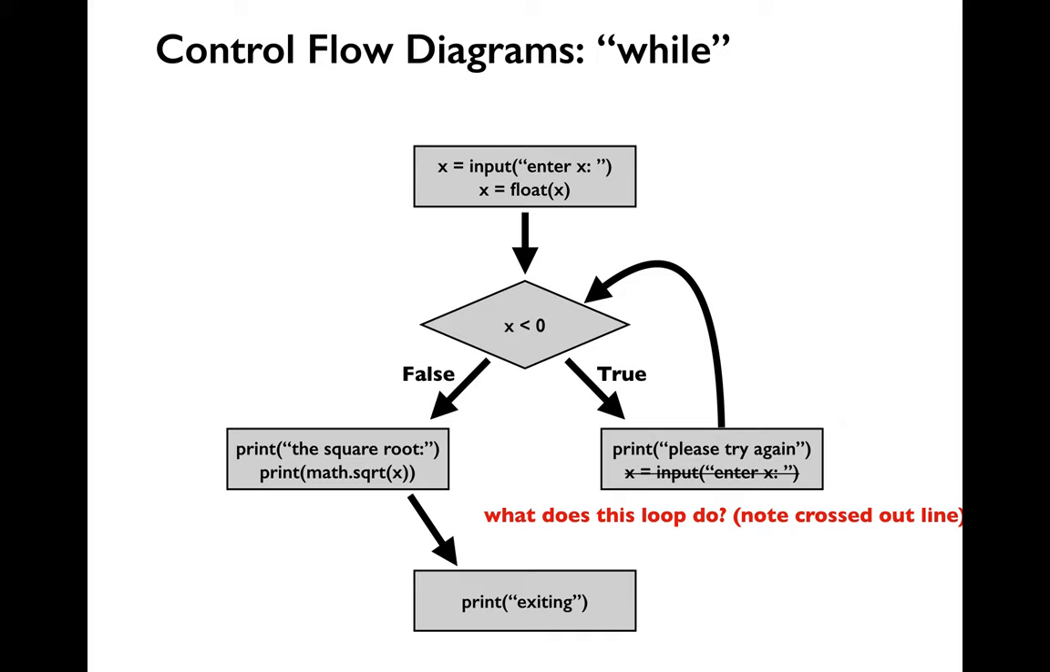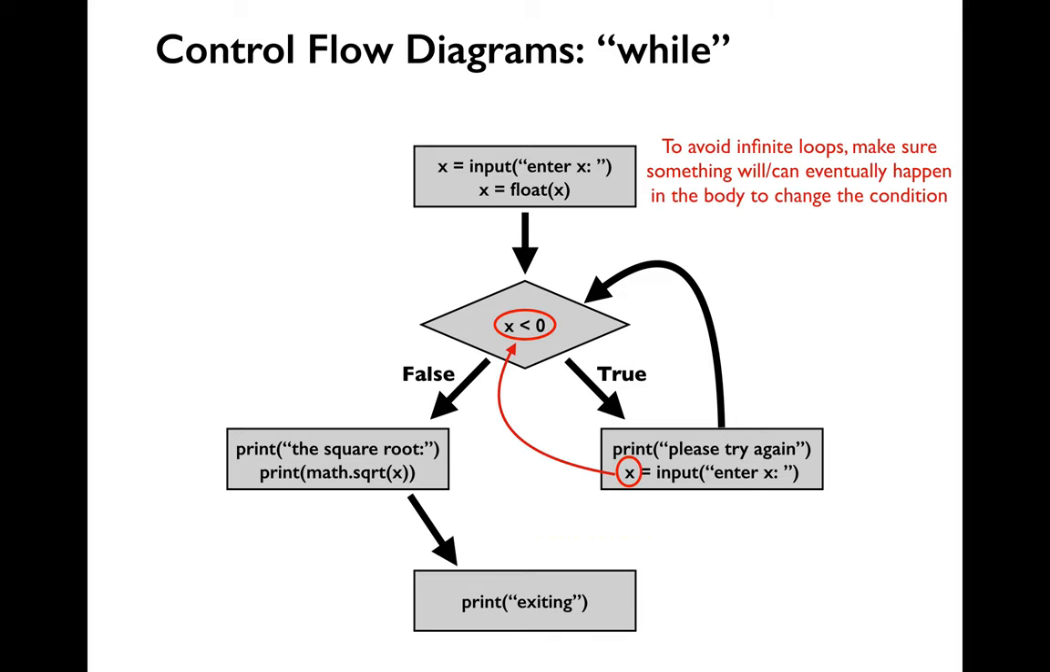Okay, so we take some input from the user. Let's say we take negative 3, right? So x is negative 3. Is x less than 0? Yes, it is. And so we're going to run please please try again. And we jump right back to that condition. Is x less than 0? Of course it is. It hasn't changed. And so the lesson here is, well, we have an infinite loop.